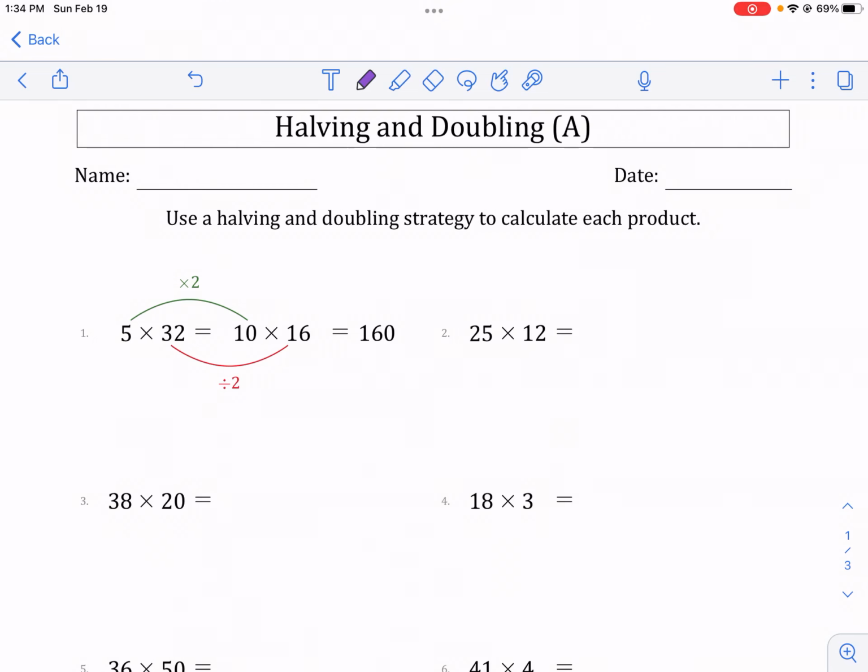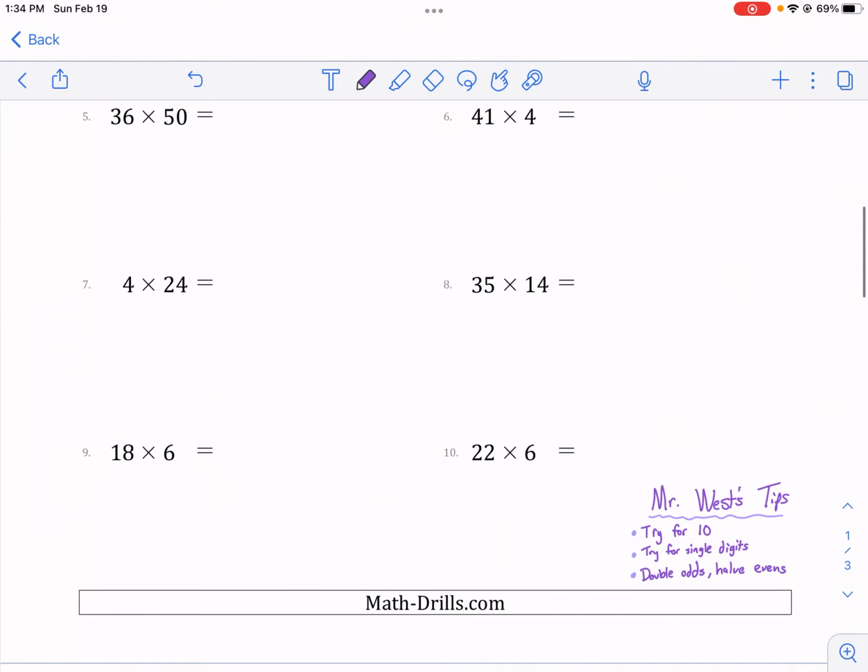Hi, this is Mr. West, and today we're doing a tutorial video on halving and doubling. This is a worksheet from mathdrills.com.